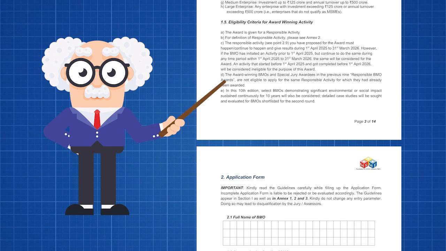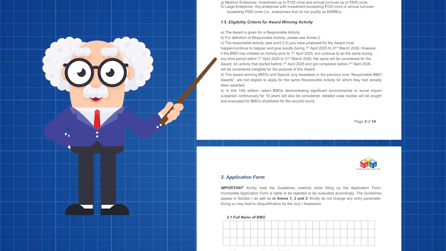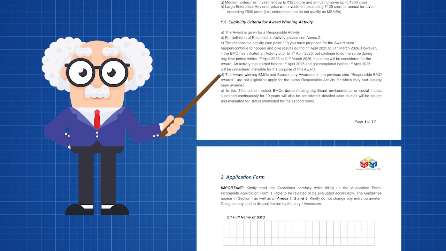Section 1.5. Eligibility Criteria for Award-Winning Activity. Now, eligibility for the actual award-winning activity. The award is given specifically for what's called a responsible activity. We'll explain this term in detail a little later. This activity must happen or continue to happen and show results during the period 1st April 2025 to 31st March 2026. However, and this is important, if your BMO started the activity before 1st April 2025 but it continued during this window, it is still eligible.